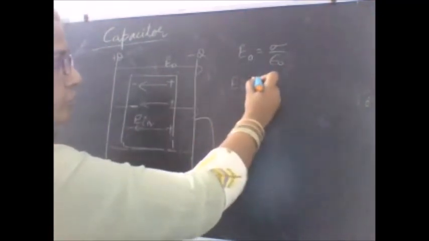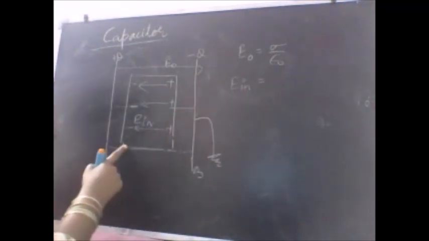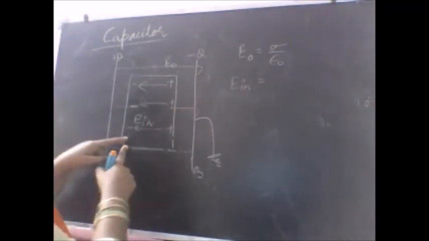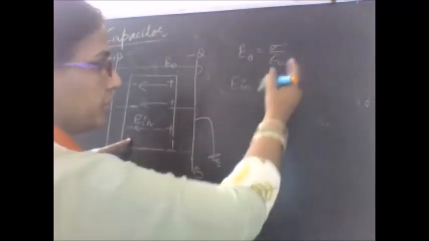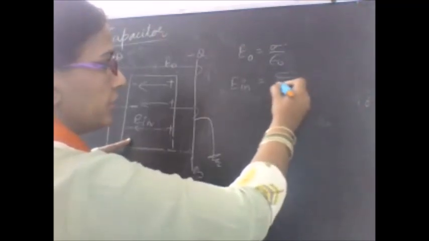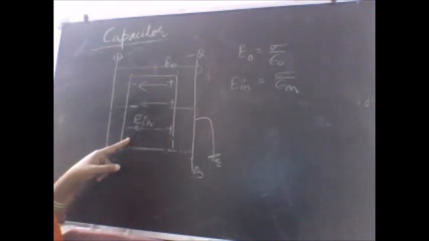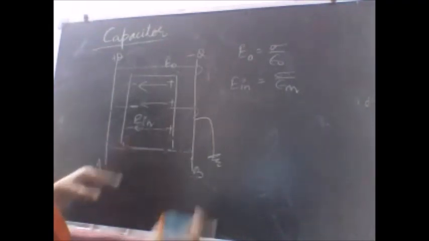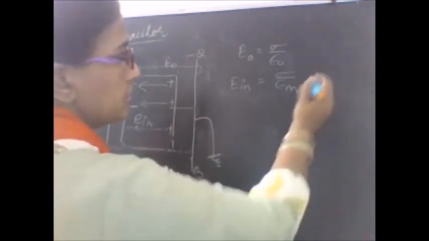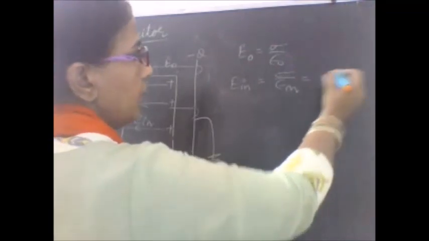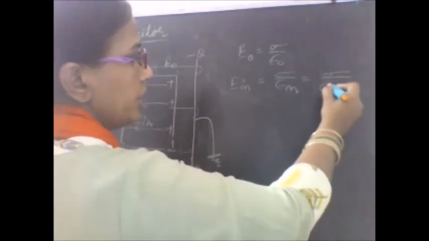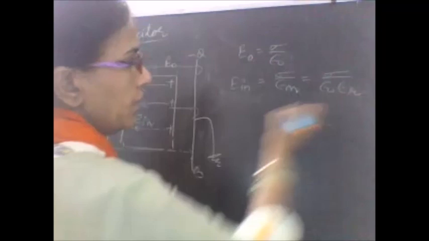What will be the induced electric field? Since we are talking of a medium here, isn't it that the electric field will be the same with a small difference? Instead of epsilon naught, you have to write epsilon m. So what can this term be written as? This term can be written as sigma, and epsilon m here is epsilon naught and epsilon r.